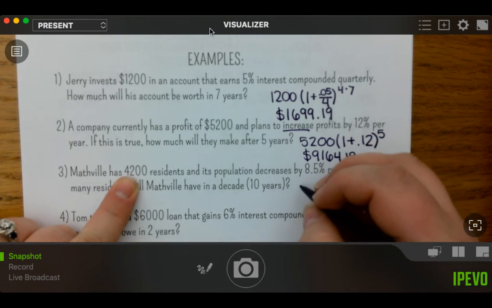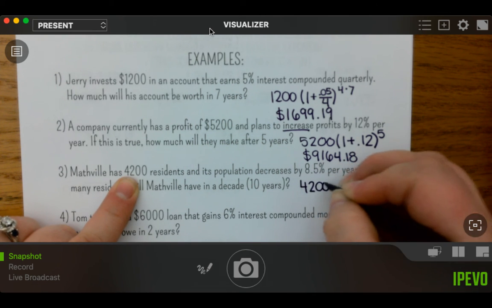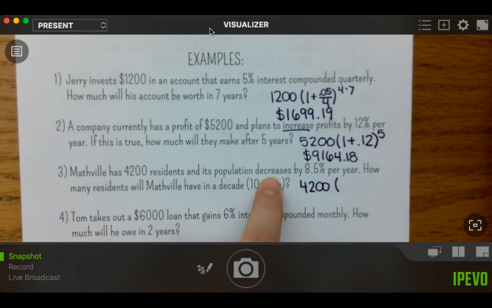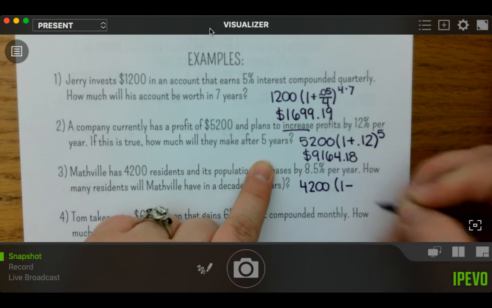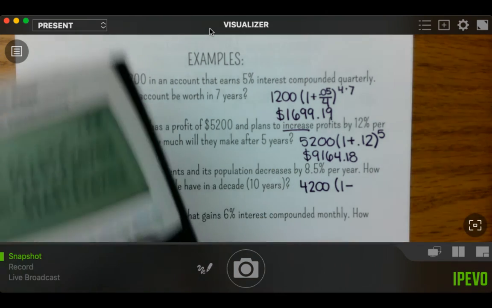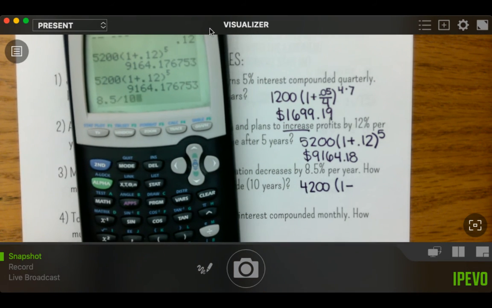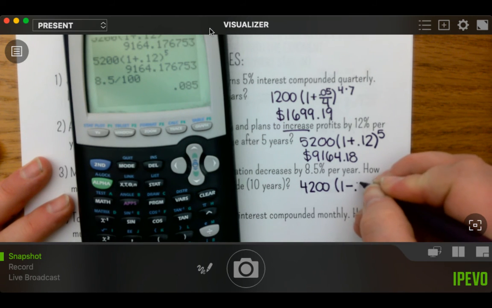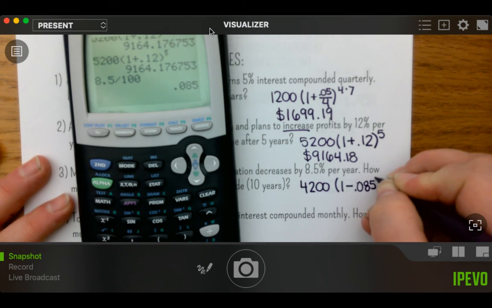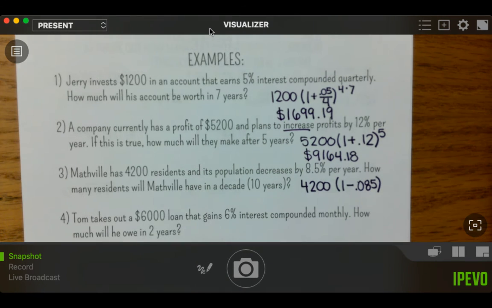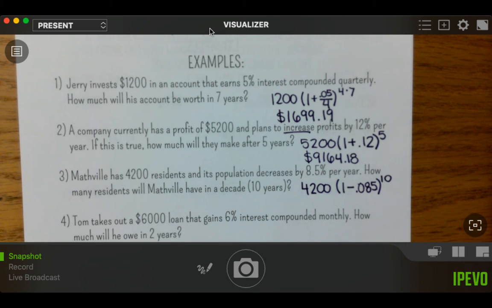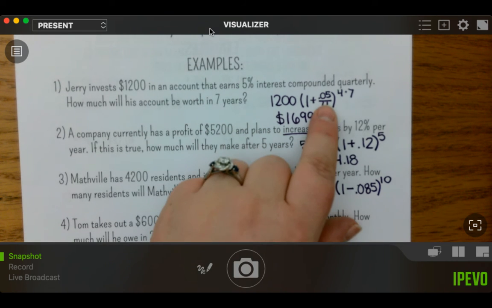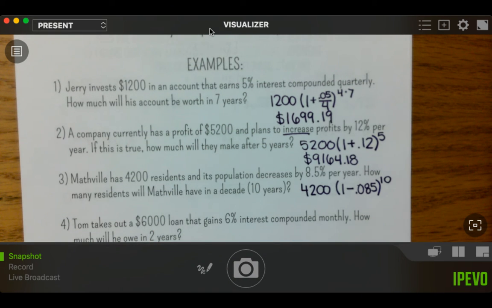Okay, Mathville has 4,200 residents, and its population decreases. That's decreasing or decay, so you're going to have 1 minus. And 8.5 divided by 100 is 0.085. And then it wants to know how many residents there will be in a decade. That is 10 years. And you would type that into your calculator. Again, it doesn't say compounded, so you don't need this. That's only if it says compounded.